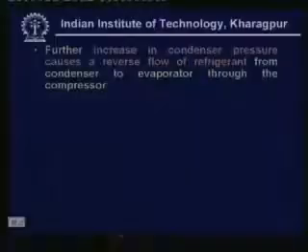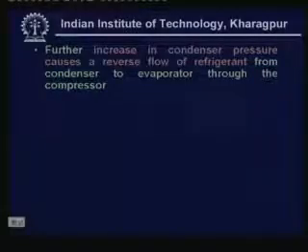As I said, a further increase in condenser pressure causes a reverse flow of refrigerant from the condenser to the evaporator through the compressor. You understand clearly why this happens. This happens because, unlike a reciprocating compressor, in a centrifugal compressor the pressure rise is almost fixed when you are fixing the tip speed. That is what we have discussed and that is what we have seen from the equations. As long as you are running the compressor at the same speed, since the diameter is already fixed, the pressure developed across the impeller remains the same. So it cannot increase just because the condenser pressure is increasing. The pressure developed remains mainly a function of the tip speed. So if you keep the tip speed constant, the pressure developed also remains constant.